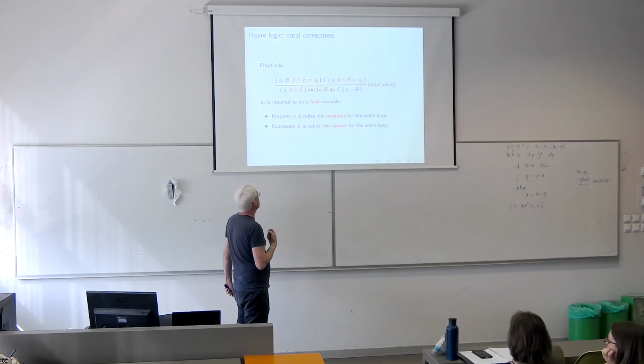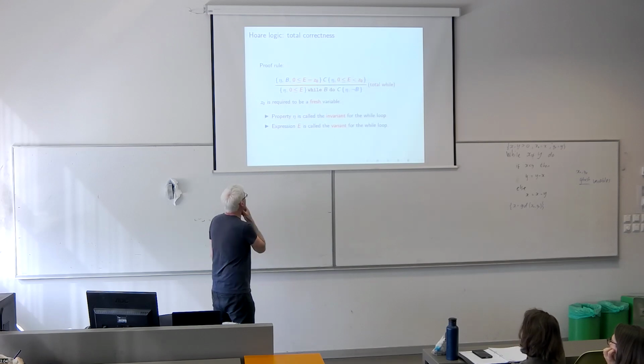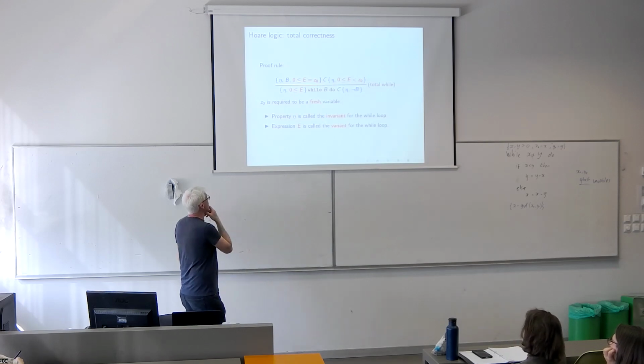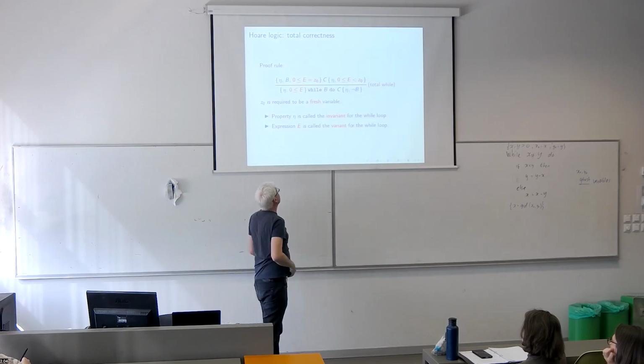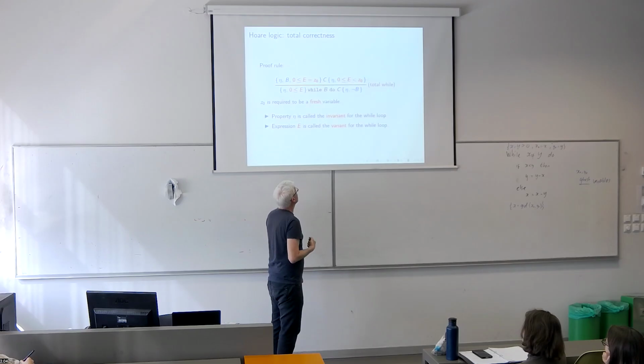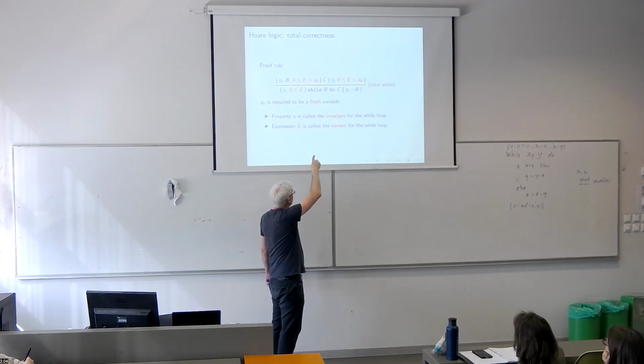In order to apply the rule, we need to find some expression E, some arithmetic expression that we can compute, that represents a non-negative value. So that's the top left here. We're saying E is greater than or equal to 0. And we want that when we apply the body of the while command to it, it reduces in value.